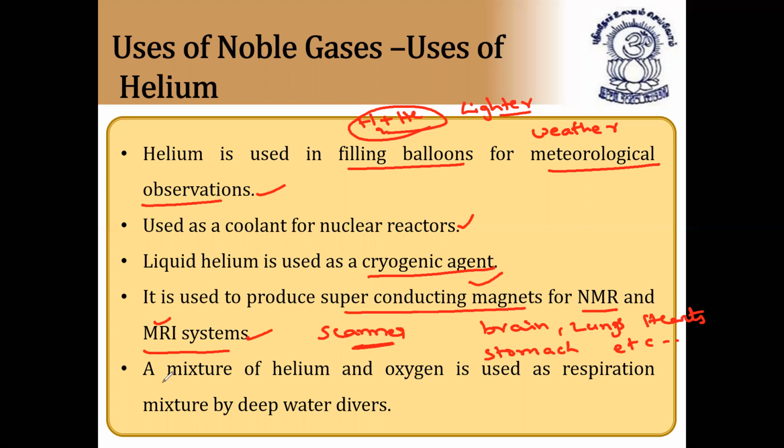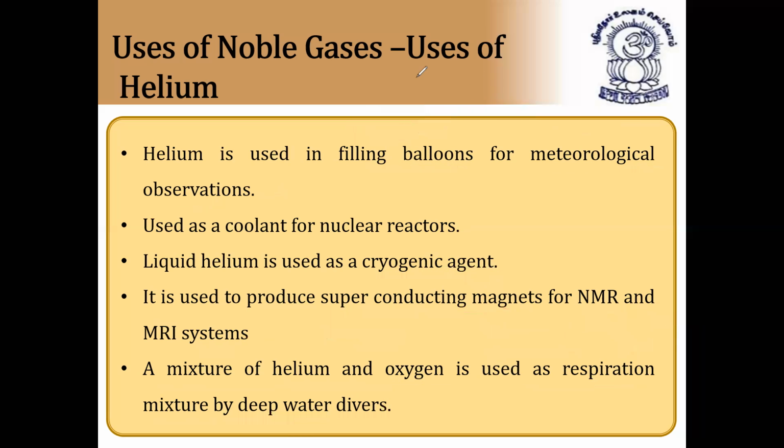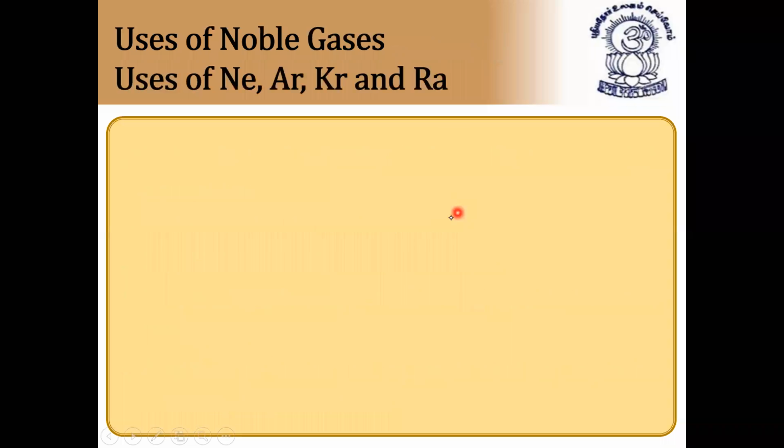Next, medical research. A mixture of helium and oxygen is used as a respiration mixture by deep sea divers. So the cylinder will have not only oxygen, but oxygen as well as helium. Why? Because helium is lighter than air, and helium and oxygen are used as a respiration mixture by deep sea divers. I hope it's clear. So these are the uses of helium.